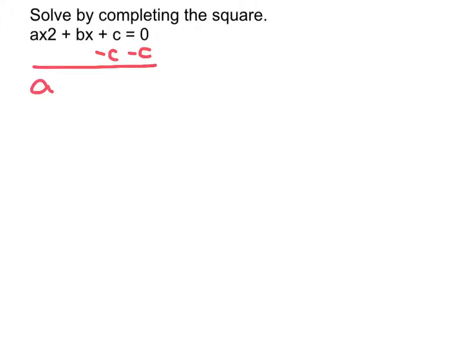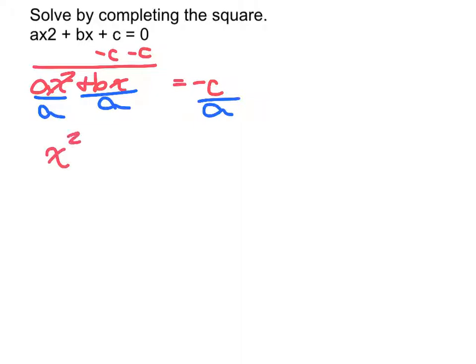Okay, we're going to be left with ax squared plus bx. We'll leave our big space equals negative c. The next thing we need to worry about is we're not allowed to complete the square with any coefficient in front of x squared other than 1. So I'm going to divide everything by a. That leaves me with x squared plus b over a times x, with our big space still in there, equals negative c over a. Okay?